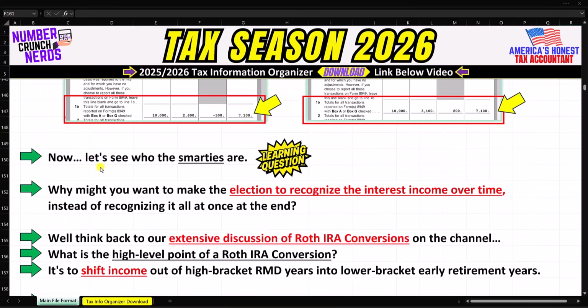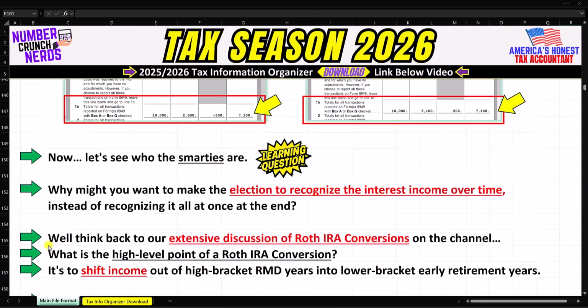Okay, now let's see who the smarties are. Why might you want to make the election to recognize the interest income over time instead of recognizing it all at once at the end? In other words, instead of recognizing the $500 of interest income on Schedule B in the current year, we've already recognized that $500 of interest income over time in earlier years. We accelerated that interest income. Why would anybody want to do that? What would be the point of ever making an election like that?